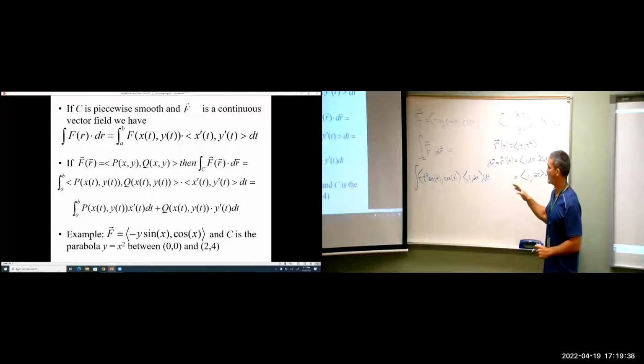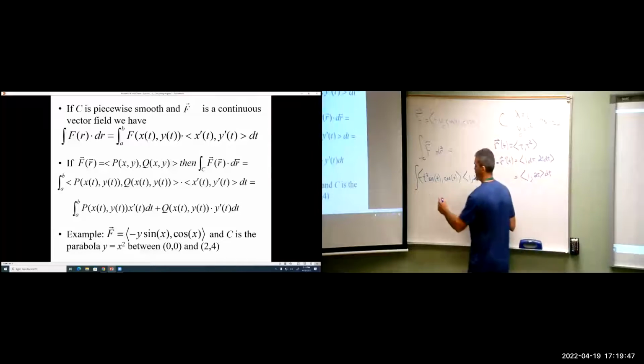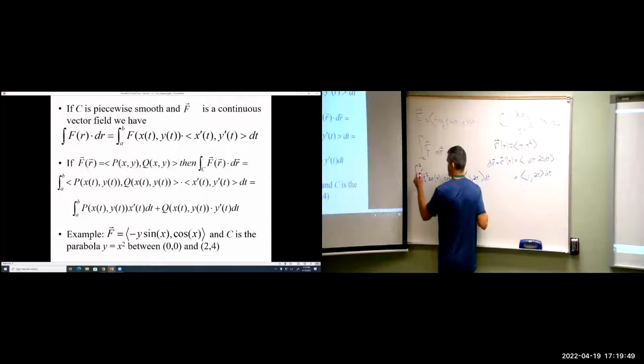So now, let's add one more part. We need limits on this thing. The limits come from the parameterization. There's no extra work we have to do there. It is automatically 0 to 2.